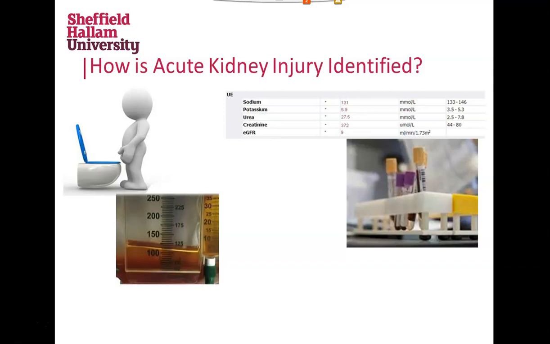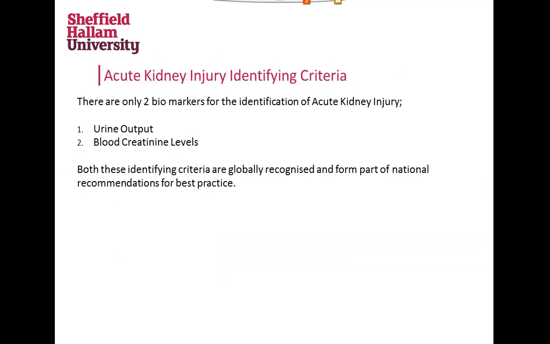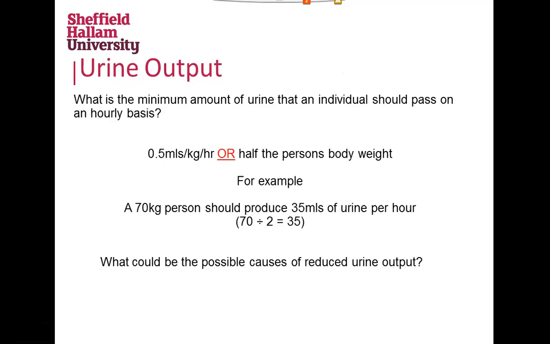So I've said a couple of times really that the main two ways an acute kidney injury is identified is through the urine output and the serum or the blood creatinine level. Sometimes people talk about urea as well, but that hasn't proved in all the testing and the research to be as reliable as looking at the creatinine. So they're the two markers we look at, urine and creatinine. And that's what it really says on this slide, so we can move on from there. I suppose just to note, these are from a global recognised criteria, and they form part of the best practice guidelines. So there you go, it's not just me making it up today.